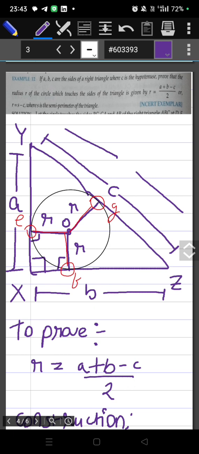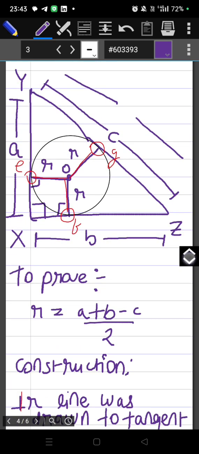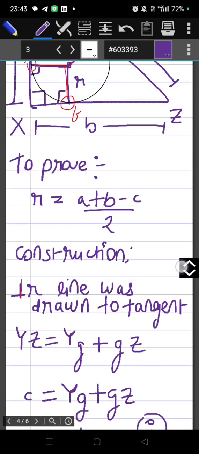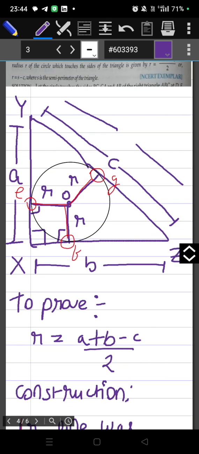See what we need to prove. We need to prove that radius equals a plus b minus c by 2, and for that purpose what we did at first, we expanded YZ, and then we are taking the help of the tangent theorem, so that we will be able to get our answer. That is only we are doing. And then you all might be wondering what is the use of XC and XF. So let me remind you, notice this part, when we need to expand XY and XZ also.